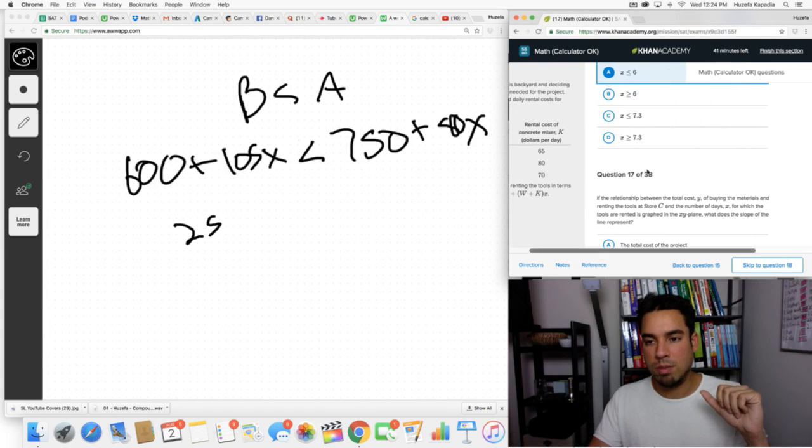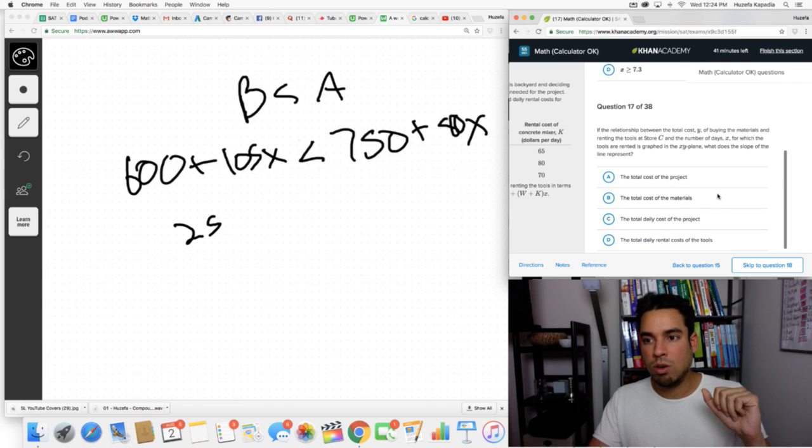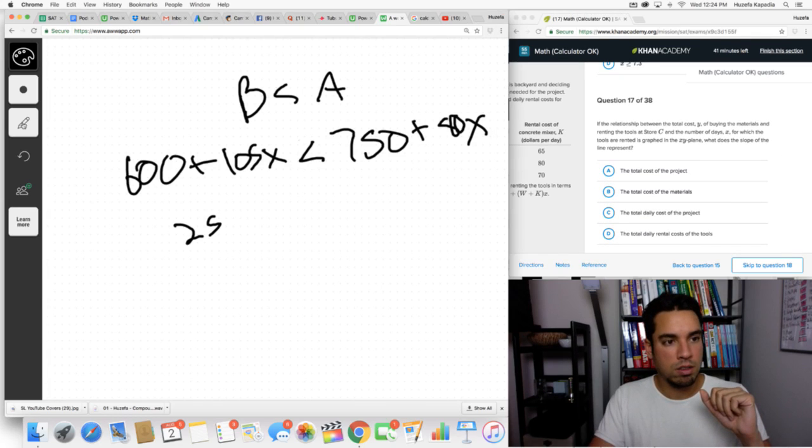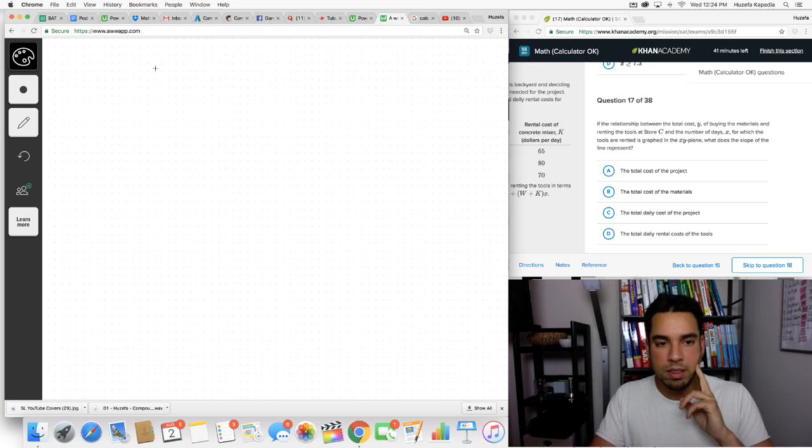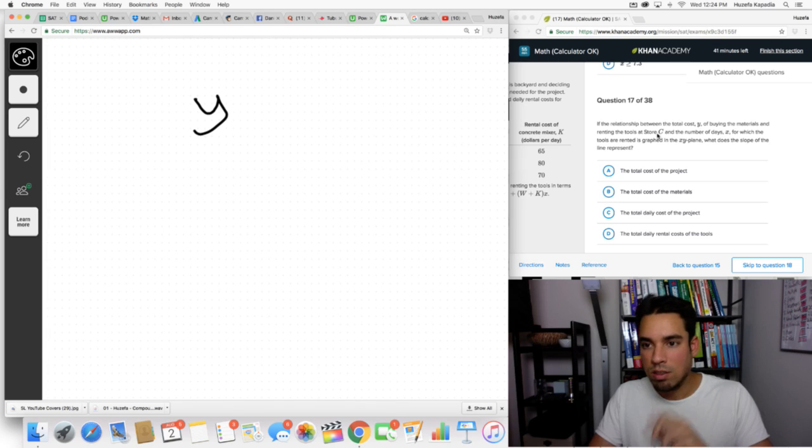But that's my feeling. If the relationship between the total cost y of buying the materials and renting the tools from store C and the number of days x for which the tools are rented is graphed in the xy-plane, what does the slope of the line represent?